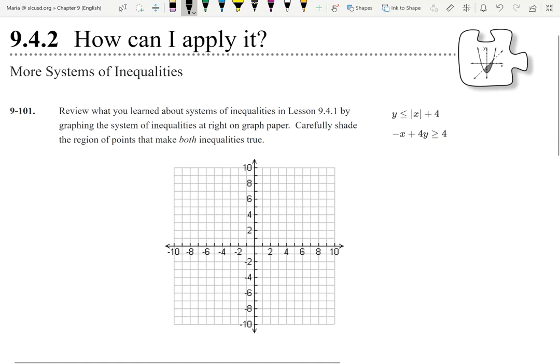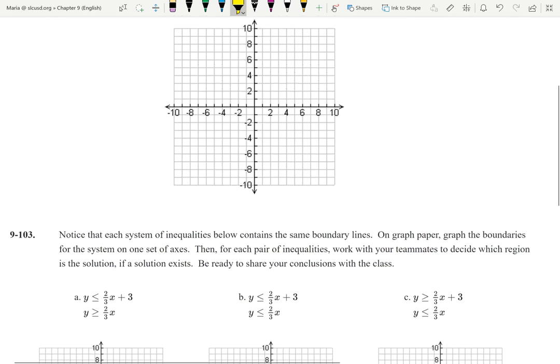Hey guys, welcome to the last lesson of Chapter 9. This is it. After this lesson and the work that comes with it, we'll be doing review to get you ready for the Chapter 9 test, and we'll be done with this year. So let's get started. This should be a short video because we've only got two problems.